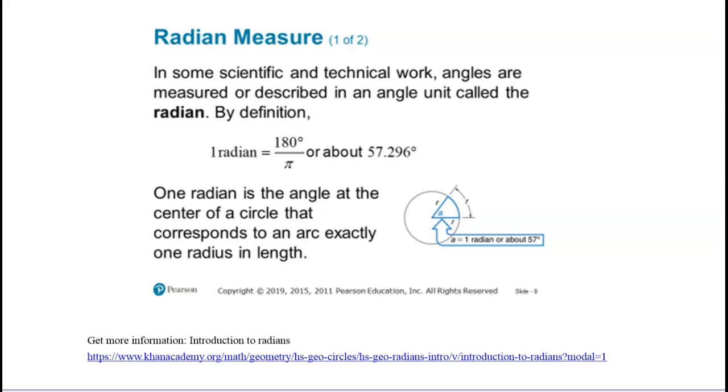And this isn't confusing when you really think about what a radian is. And rather than going into the complete history of where a radian came from, I am going to highly recommend that you go to this Khan Academy video. He does a great job on explaining where the concept of a radian came from.